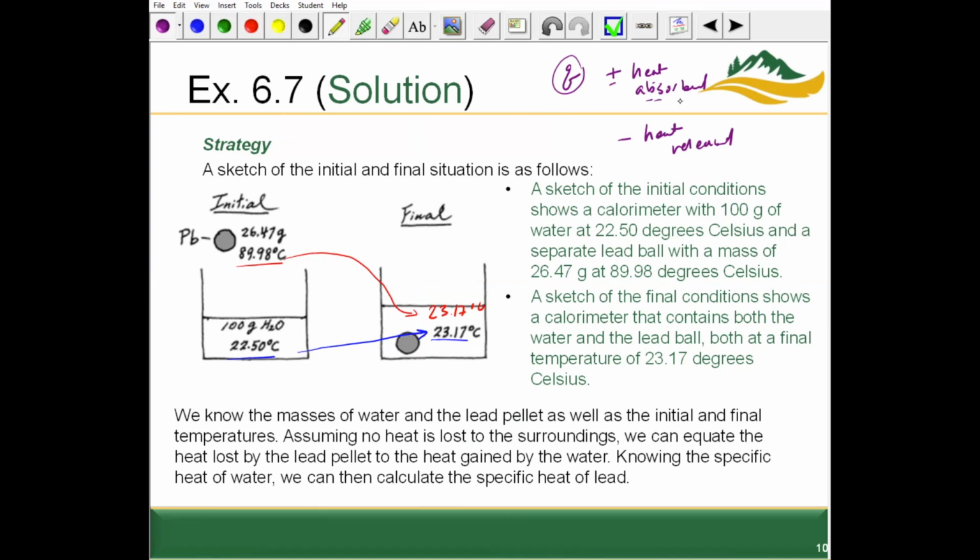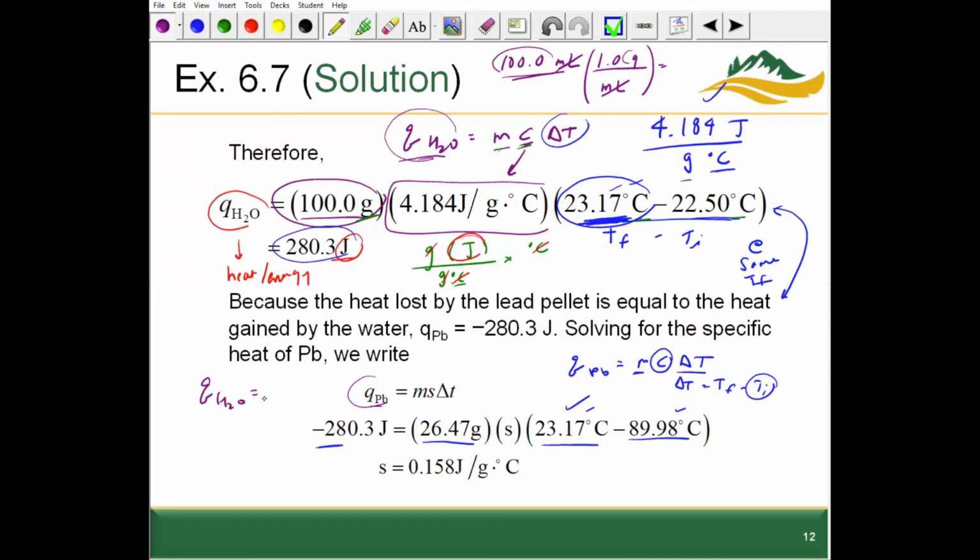Is the water absorbing heat or releasing heat to go from 22.5 degrees C to 23.17 degrees C? Well, the temperature is increasing. For the temperature to increase, it means that water is gaining heat. For the lead to go from 89.98 degrees C to 23.17 degrees C, it means the lead is losing heat. So the water is gaining 280.3 joules of heat, right? It's positive. That means the lead itself is losing that amount of heat to the water.